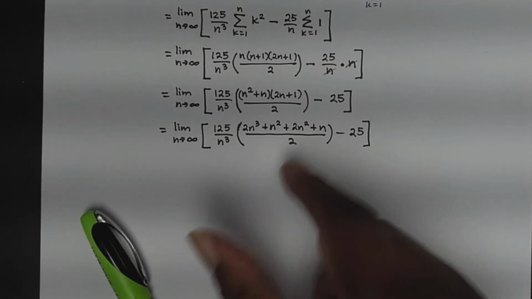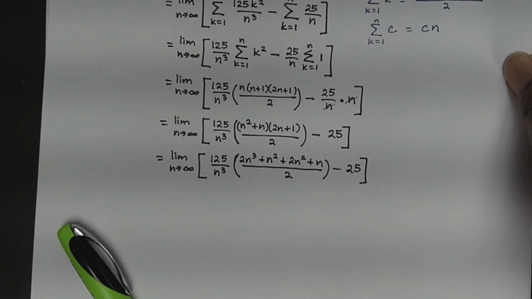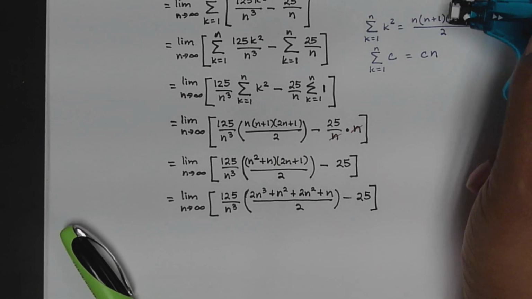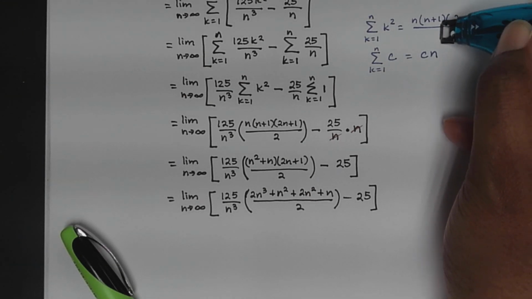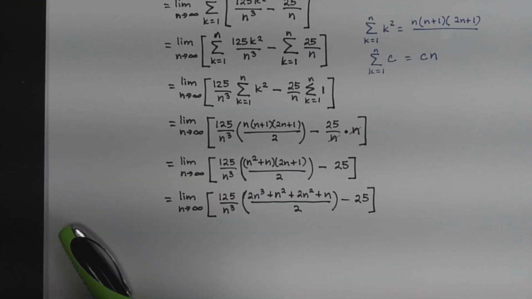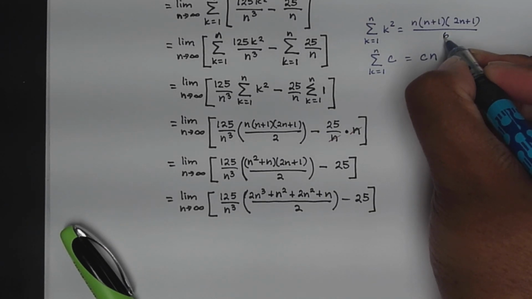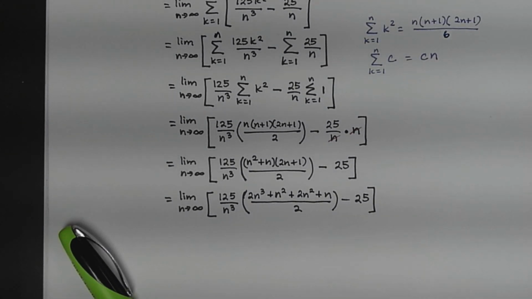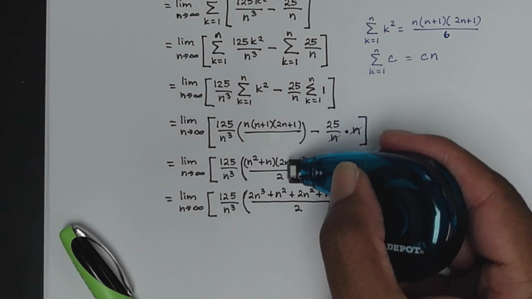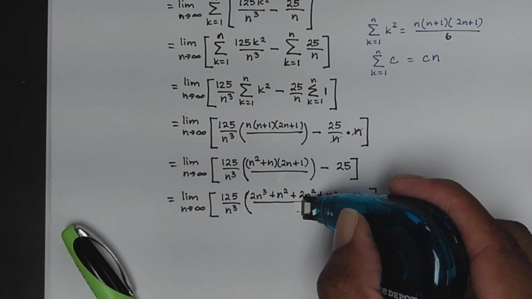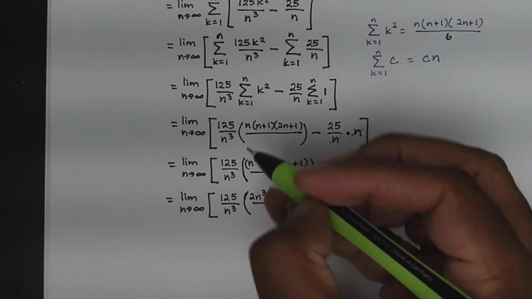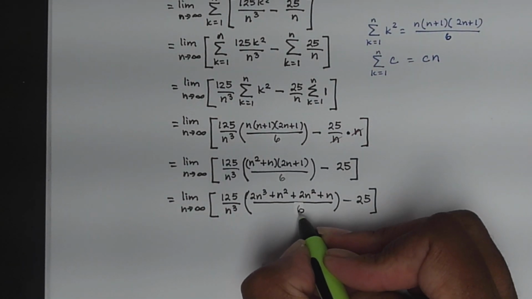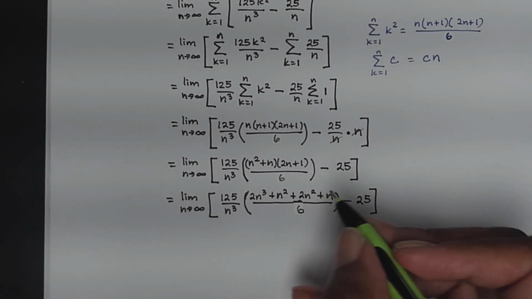And did I mess up somewhere? This should be, oh no, yeah, I see where I messed up. That should be over 6. The n times n plus 1 times 2n plus 1 all divided by 6, that should be over 6. Okay, you might want to refer back to that video for section 5.1, or part 2 of that video. So this should be a 6 here, a 6 here, and a 6 here. My apologies.